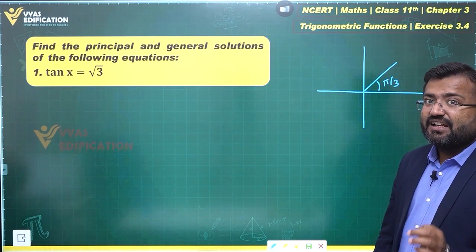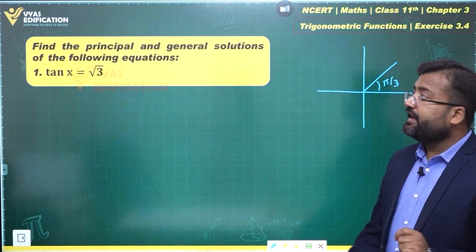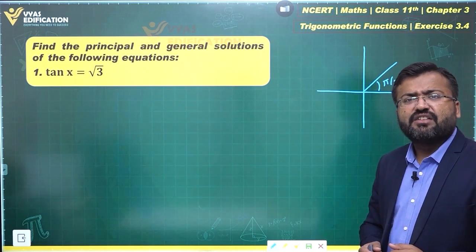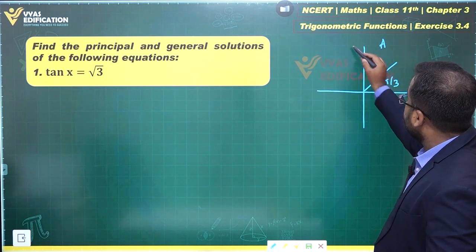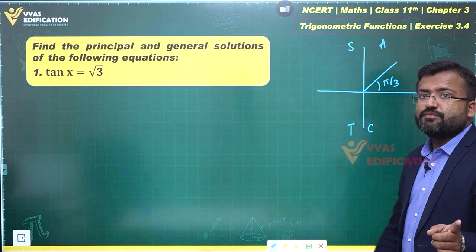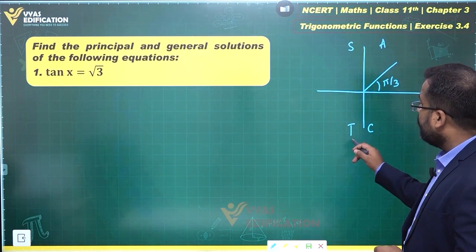And the other angle can be found in another quadrant. Which other quadrant will we consider over here? Tan x equals root 3 implies the value of tan x is given to be positive. Now in the first quadrant all are positive, in the second sine is positive, in the third tan is positive, and in the fourth cos is positive. So yes, the other value would lie in the third quadrant.